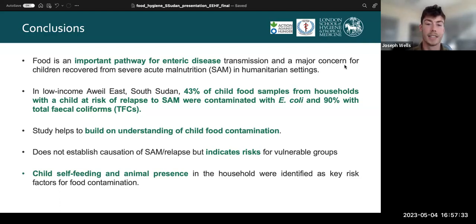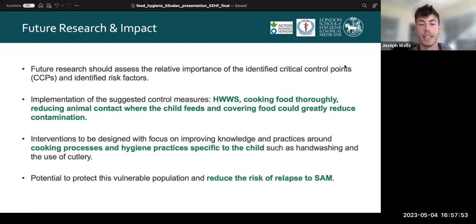However, our risk factor analysis can't establish any causation of SAM or relapse, but it indicates possible risks for vulnerable groups. And we were able to identify child self-feeding and animal presence in the household were key risk factors. And further research would allow us to understand these risk factors, and also the critical control points, and if they were indeed actual risk factors. Also, further research would allow us to look into the implementation of the suggested control measures from the HACCP analysis.